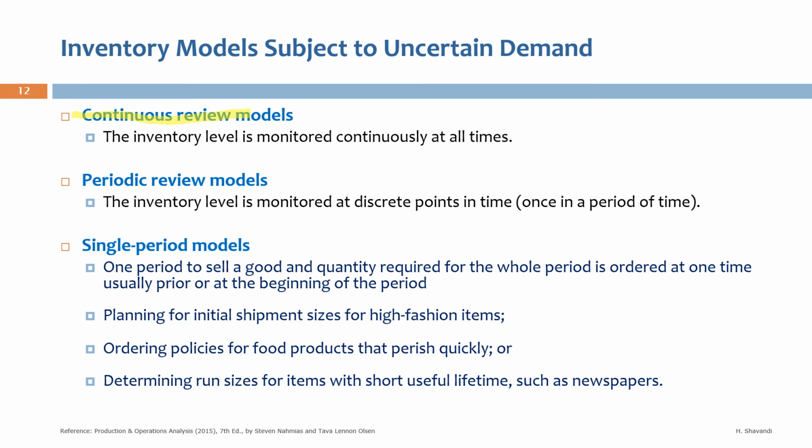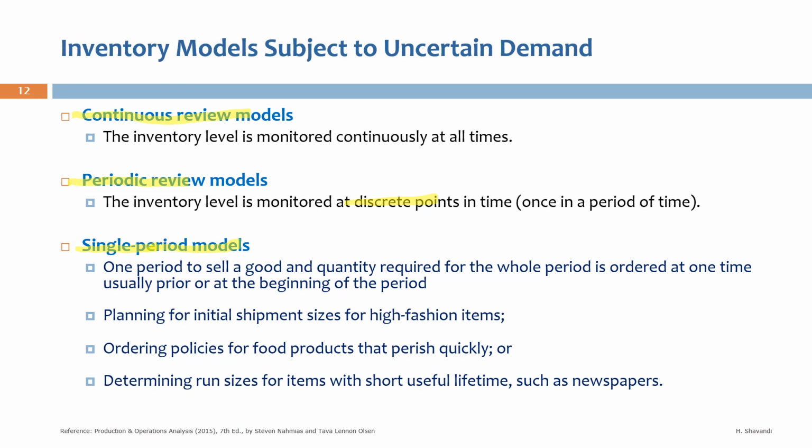For the periodic review models, we assume that we are not monitoring the inventory level continuously over time, so we don't know the exact level of inventory at any time, but at certain discrete points in time, we will check the inventory level, and at that time, we will decide whether to place a new order or not. And the third category is the single period model.